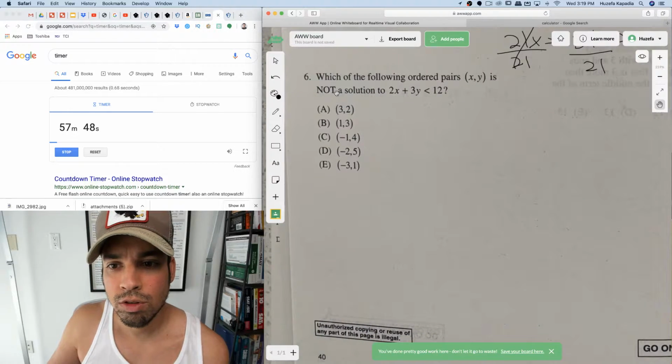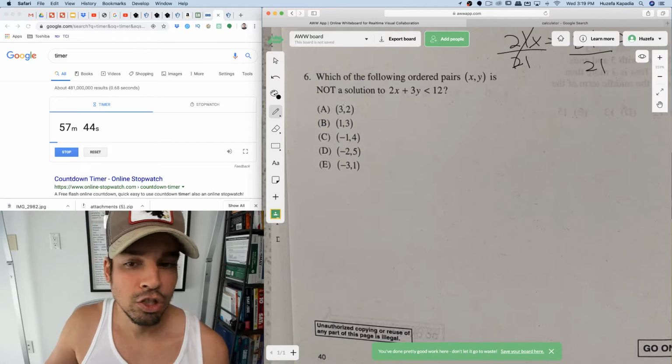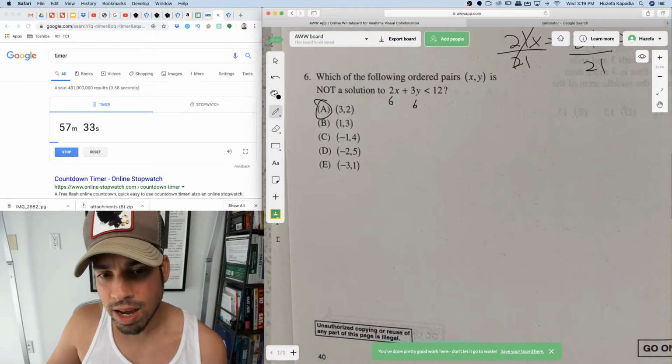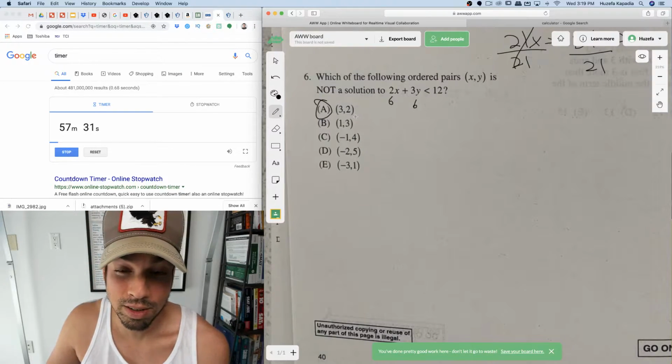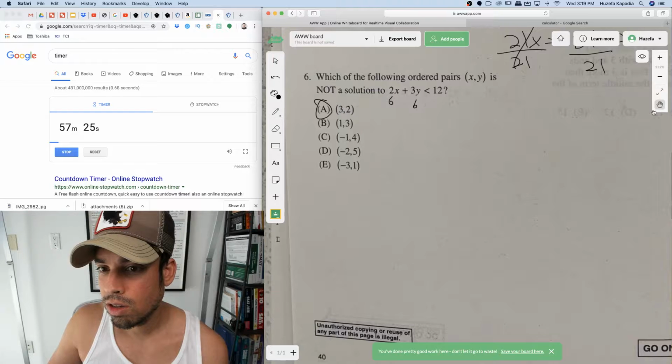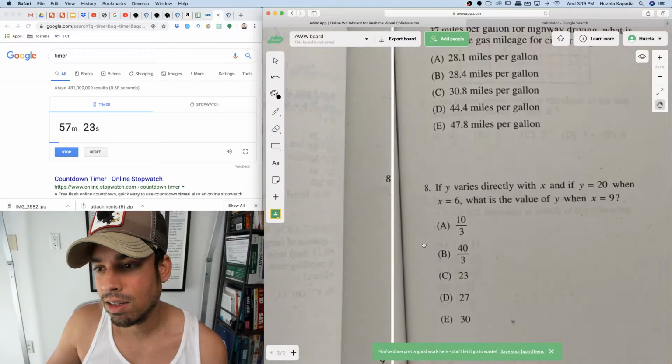Next. Which of the following ordered pairs is not a solution? Okay, let's just plug and chug. So I got 3 and 2. So this is 6 plus 6 is 12. These are all smaller, you can see, or have negatives or whatever. So this is the biggest one, combined, and that's it. So this one would be 2 plus 9 is 11, so B is okay. So that's the one that is not a solution.